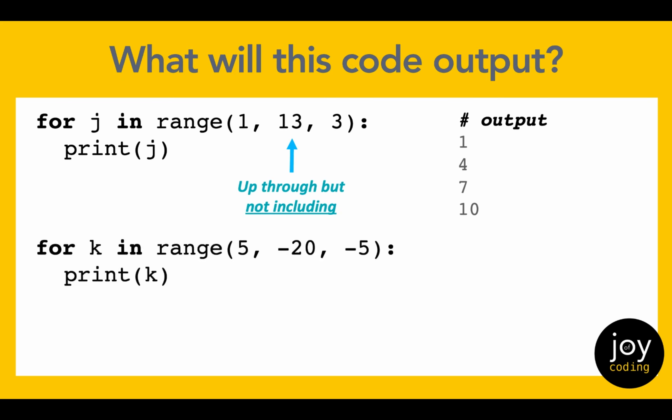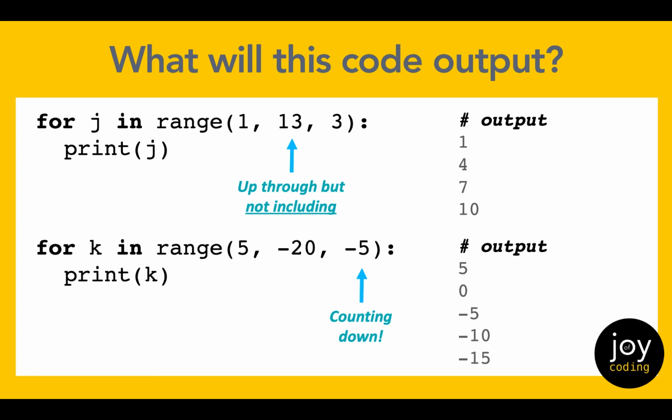Let's take a look at another example. For k in range(5, -20, -5), print k. So take a moment, pause this video. Did you write down your result? Great job. If you output 5, 0, -5, -10, and -15, you are correct. And again, we're going up through but not including -20. This loop is a little bit different from the ones we've seen before because this time we're counting down by -5. And that's why this third parameter or z parameter is often referred to as the step rather than the increment, because a step can go up or down, whereas an increment implies that you're moving up.